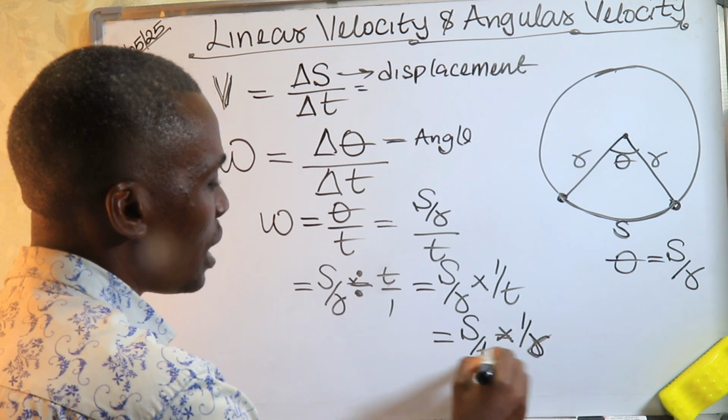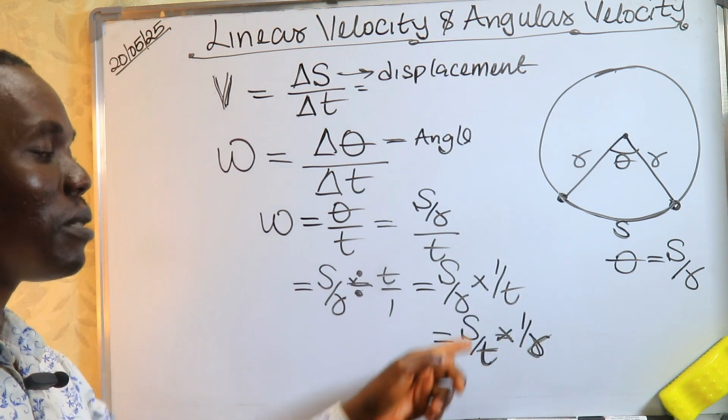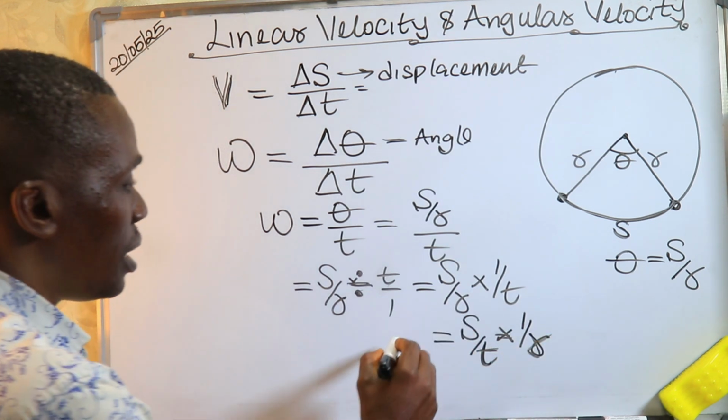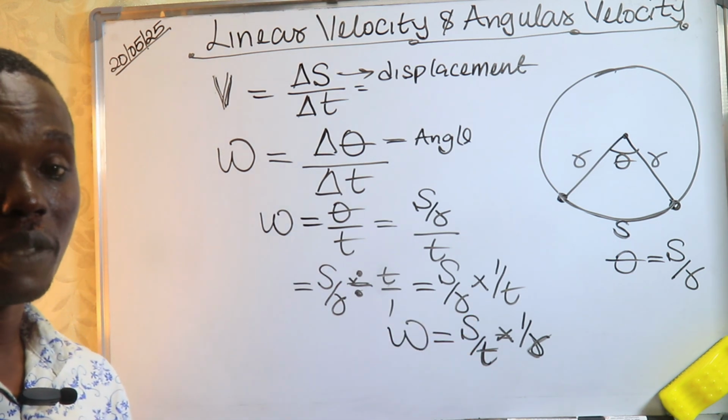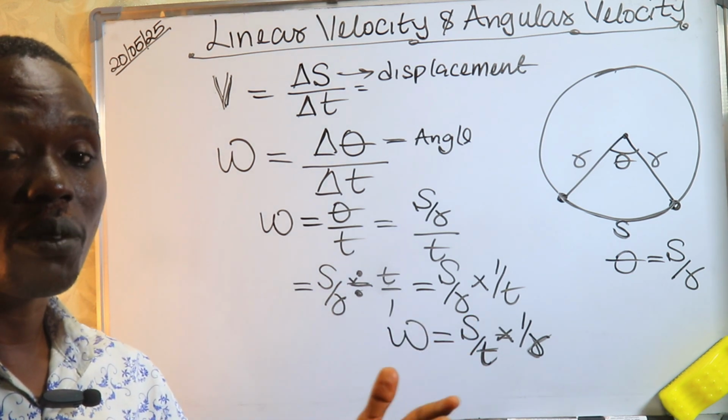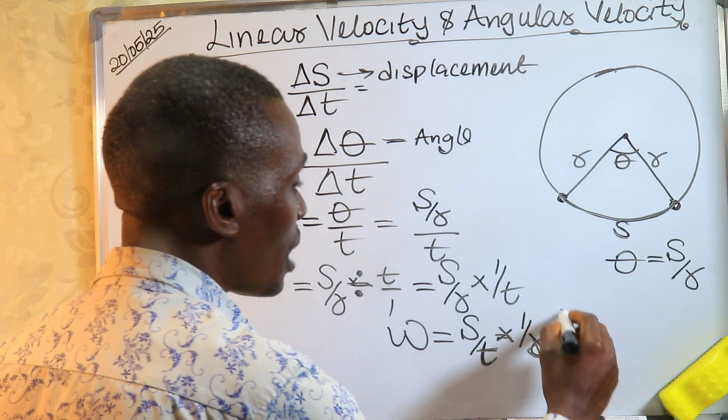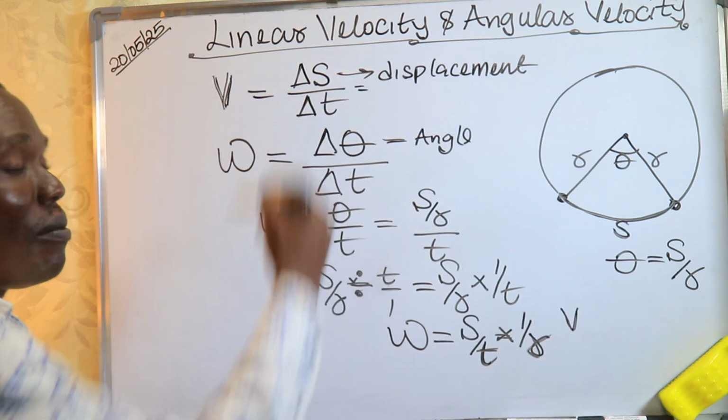And as you dey see am, wetin be displacement over time for physics? This one na im be angular velocity. Wetin be displacement over time for physics? Displacement over time for physics na im be wetin, na im be velocity, and na im be linear velocity.